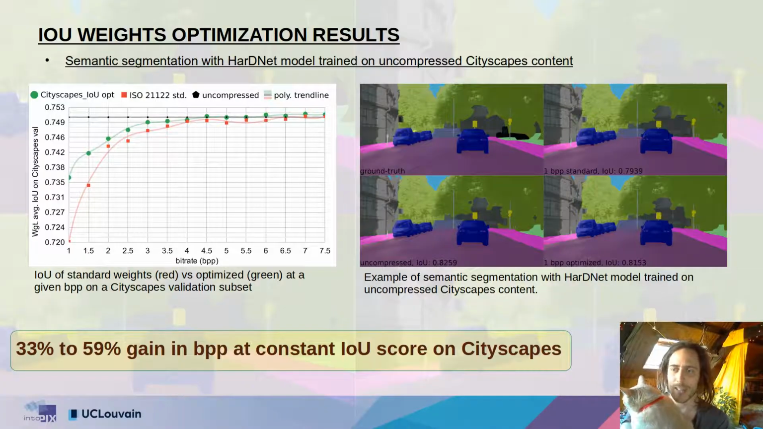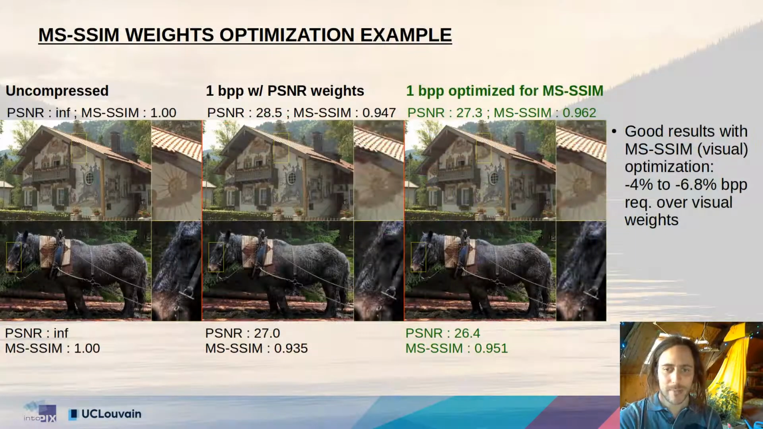The results obtained are very promising, especially for non-conventional metrics such as semantic segmentation, where a bitrate reduction of 33 to 59% is achieved. We can optimize the quantization parameters to generate visually pleasing results using metrics such as the multiscale structural similarity index, which we optimized using images from the Wikimedia Commons featured pictures.